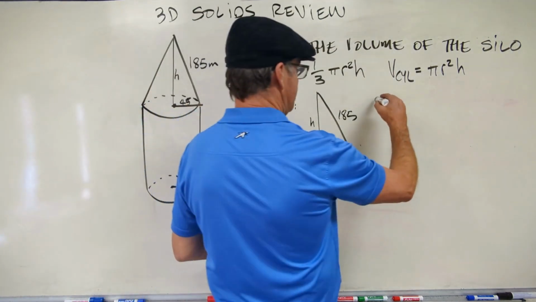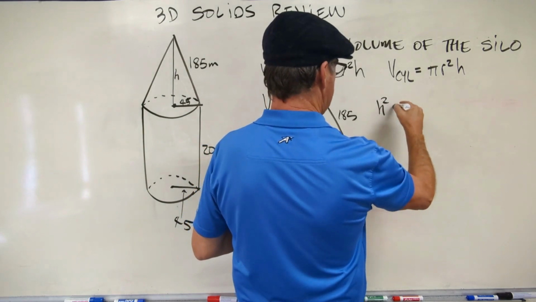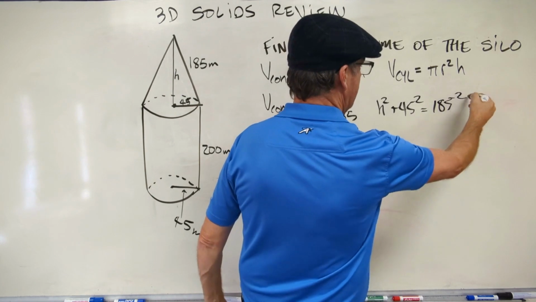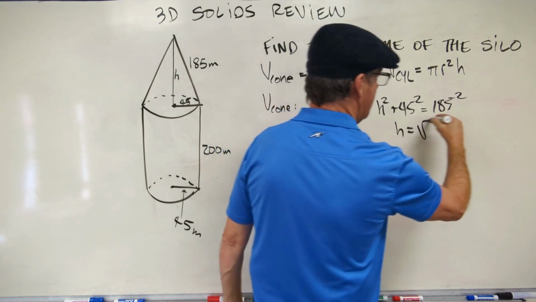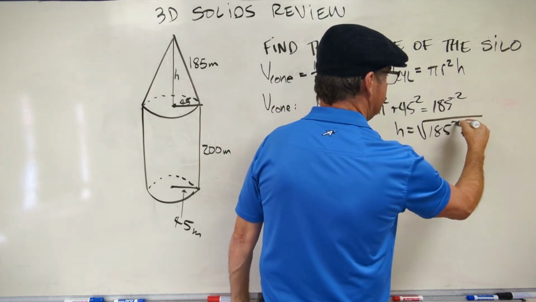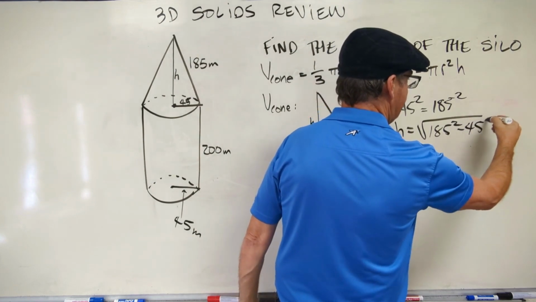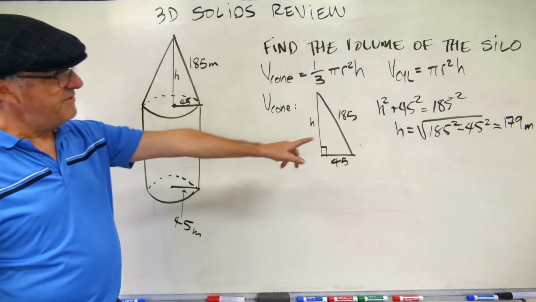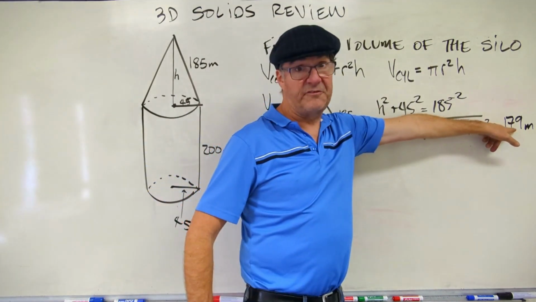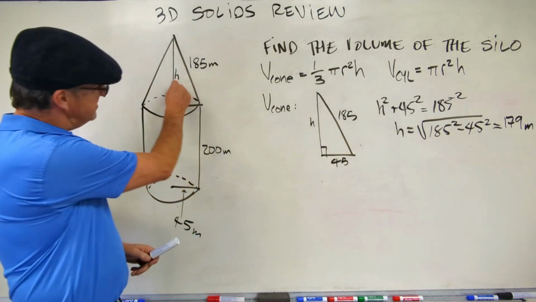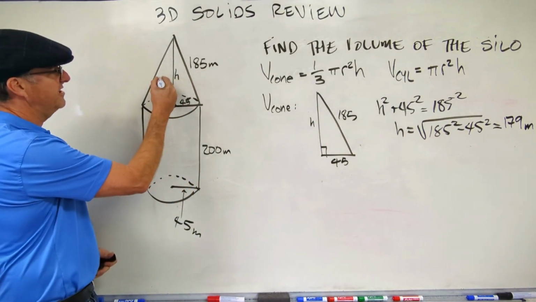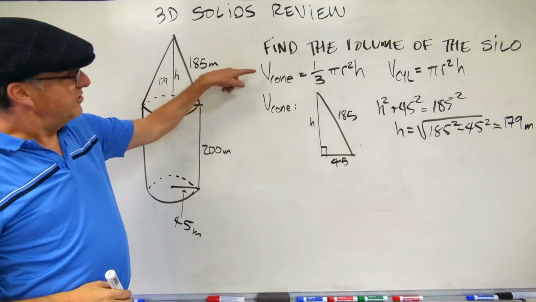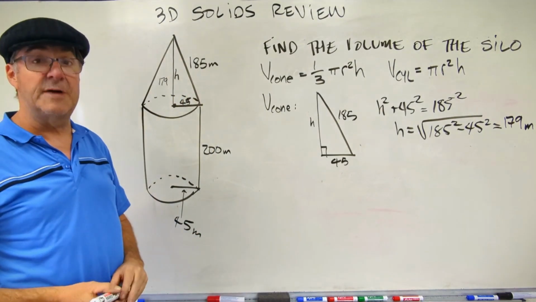And what I've got is h squared plus 45 squared is going to equal 185 squared. So h is going to be the square root of 185 squared minus 45 squared. So go ahead and do that calculation. All right, so I did my math and I got 179 meters for the height. That's this height of my cone. I'm going to go ahead and write that here. Now we need the volume of the cone. So you have your formula there. Go ahead and do the plug-in step and do your calculation.